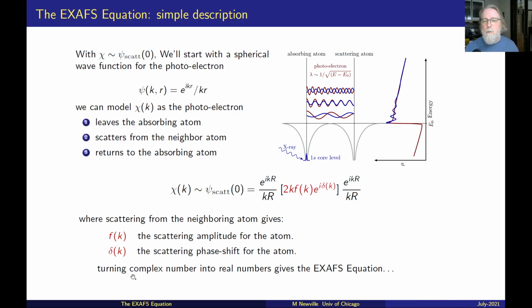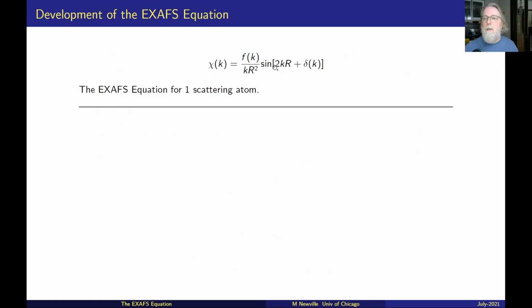And turning that complex number into a real one, we take the complex conjugate and so on, and we get a sine function from those exponentials. So we get f(k) over kR squared, and then the sine of 2kR plus delta(k). And that's the XAFS equation for one scattering atom. It's just that photoelectron going out and scattering and making it back to the absorbing atom. And it's just the amplitude of that spherical wave going out, scattering, and coming back that is the XAFS.